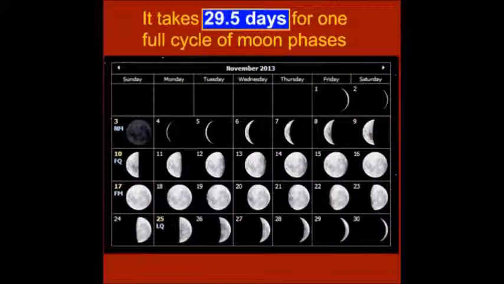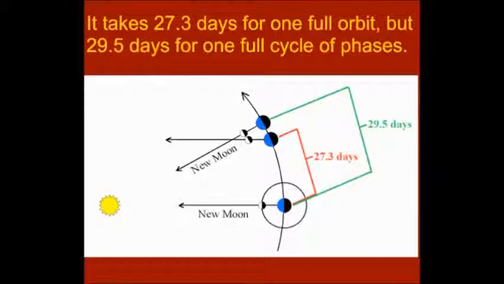It takes 27.3 days for one full orbit, but 29.5 days for one full cycle of the moon's phases. The reason for this is a bit complicated. If you consider the new moon phase when the moon is between the Earth and the sun as a starting point, notice that it takes 27.3 days for the moon to make one full orbit back to where it started, but that when it returns to its starting position, it's not at the new moon phase. It takes an additional 2.2 days before the Earth, the moon, and the sun are lined up again.